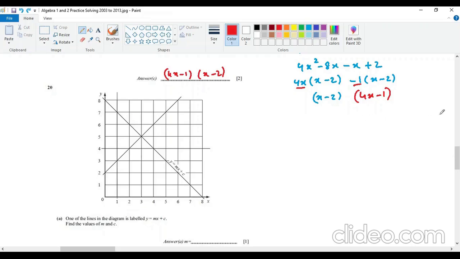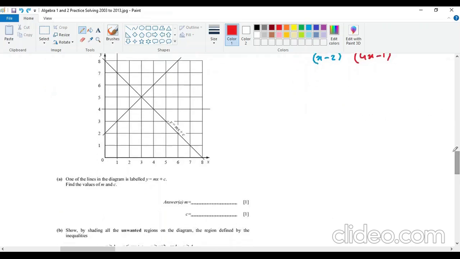M is, the value of m is c. C is this one. C is 8, and m is how much? M is already 1 because there is no value, so gradient is m.